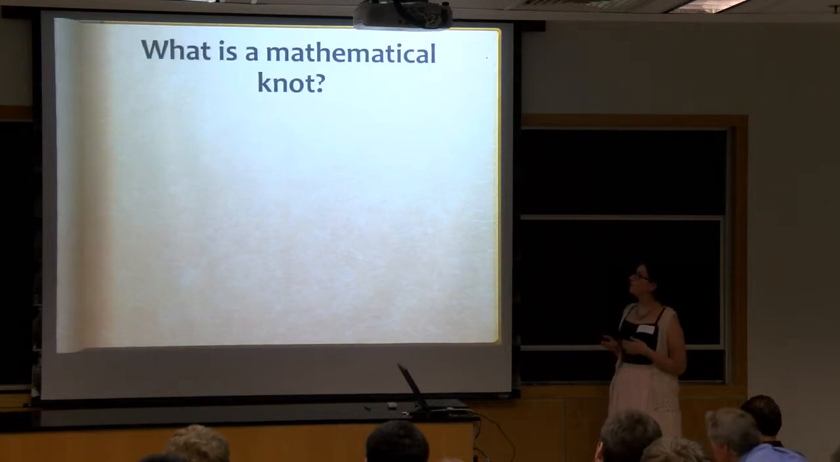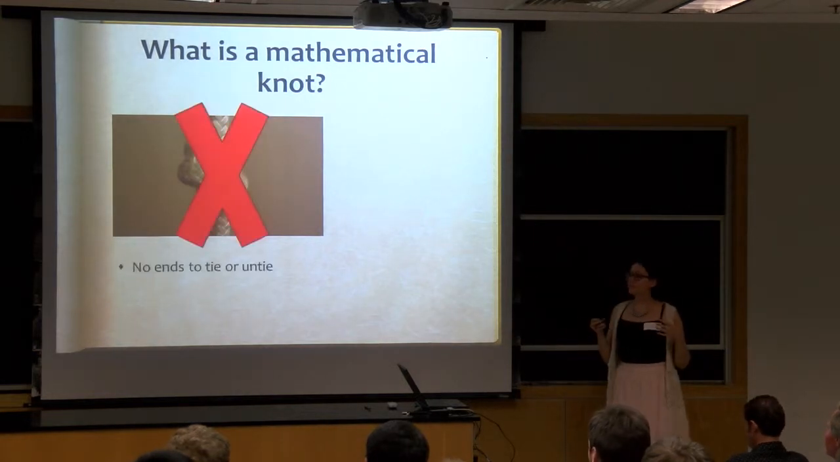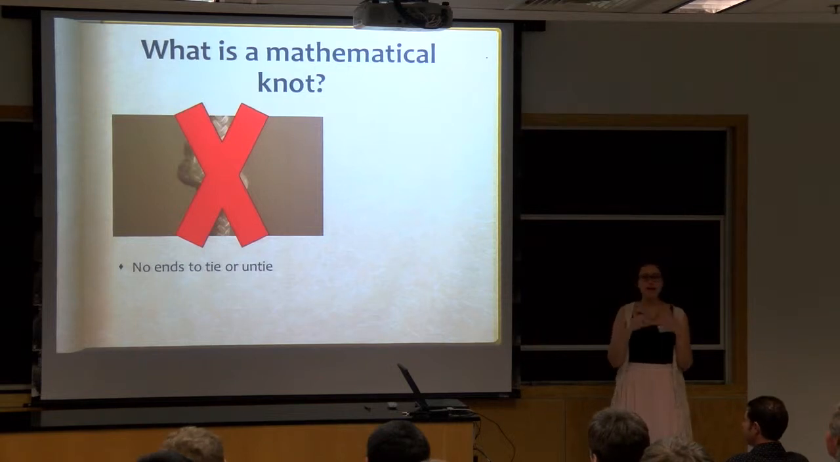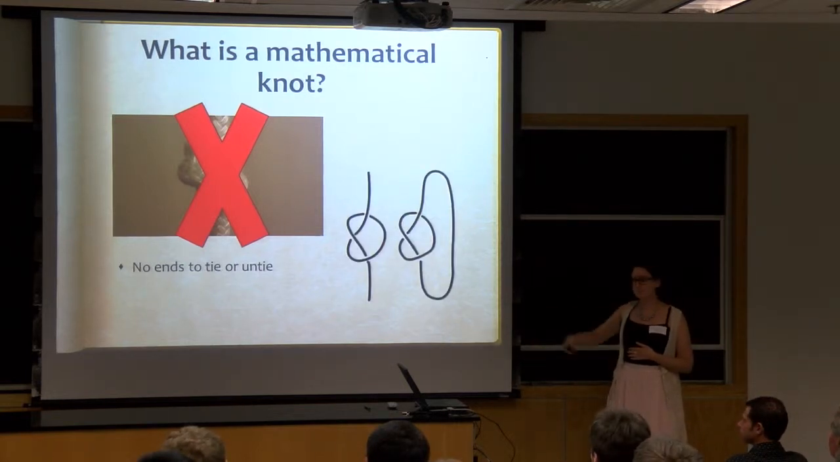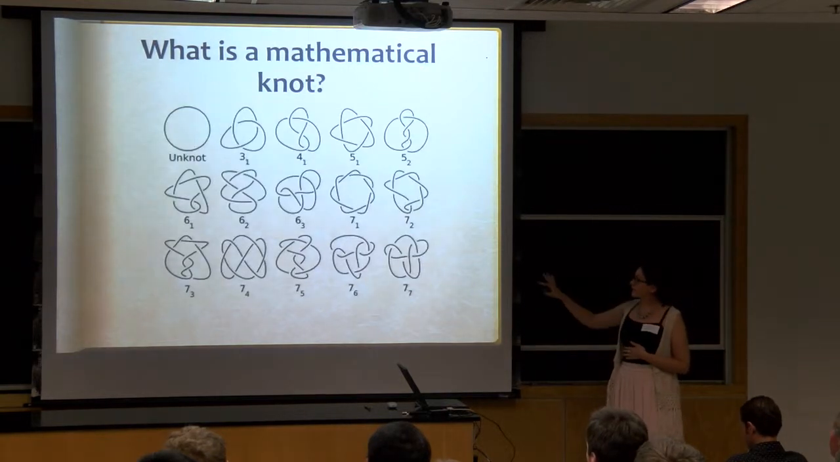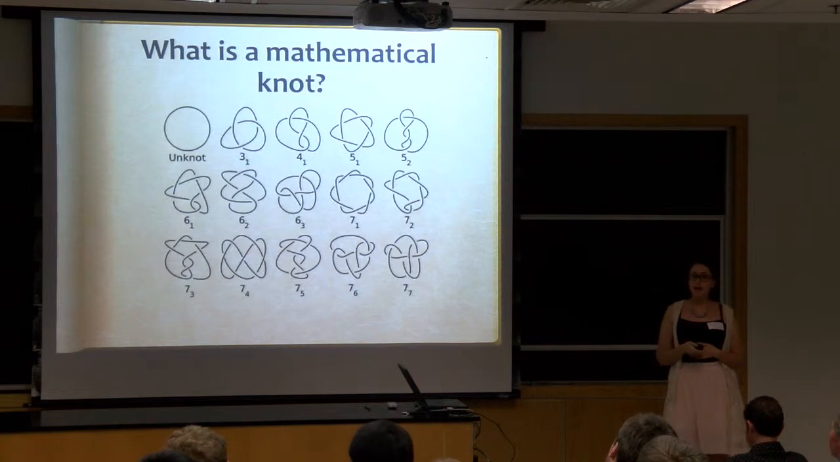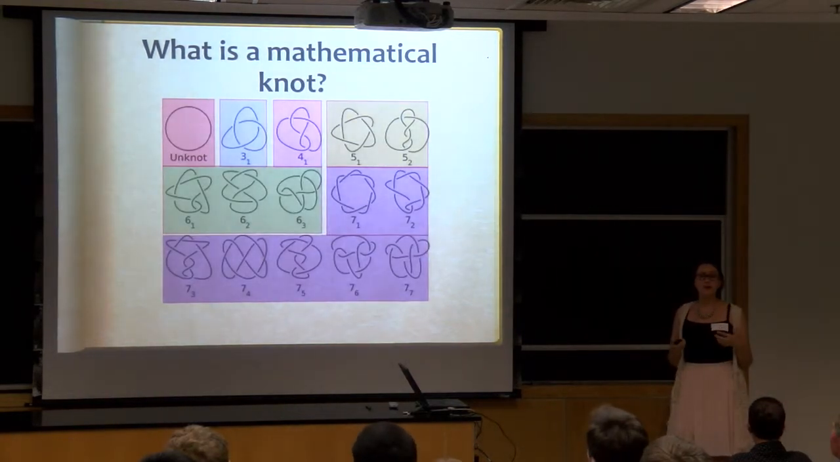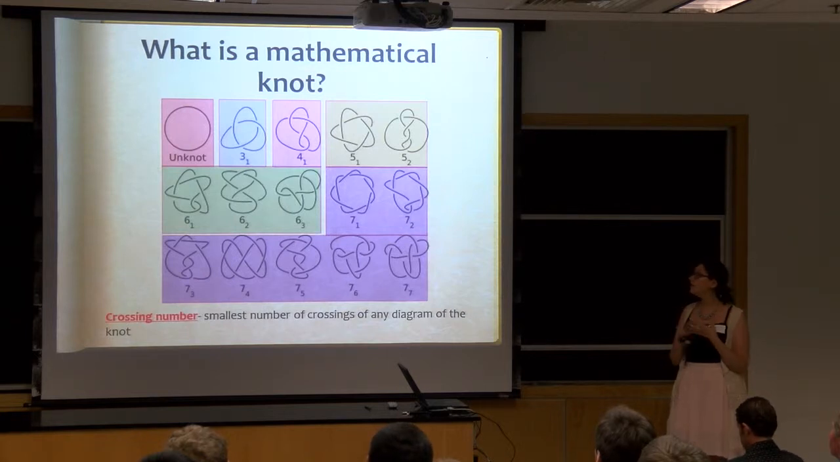So to begin, what is a mathematical knot? When you think of a knot, this is the image that typically comes to your mind. But this actually isn't a mathematical knot because mathematical knots can't have ends to tie or untie. So instead what you would need to do is just connect it like this. So here's a picture of different knots, and these are classified by their crossing number. And the crossing number is basically the minimum amount of crossings you can get for these knots.